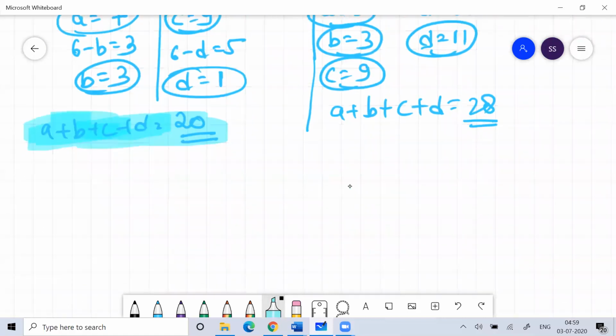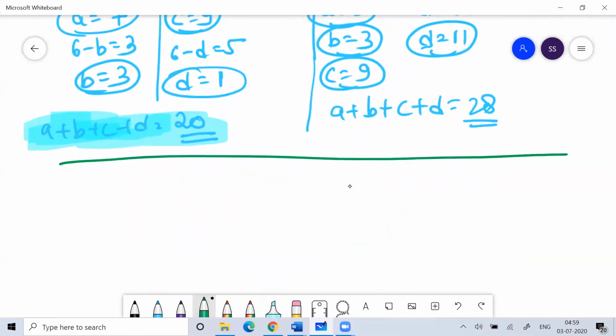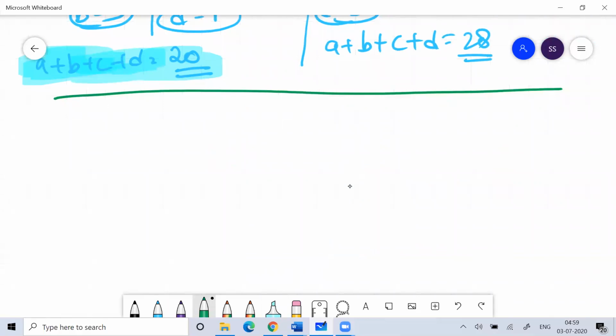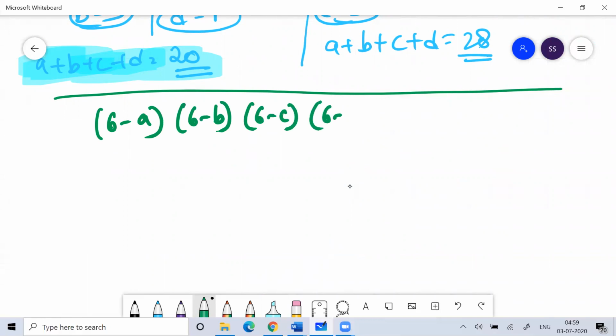Okay. Now going further, I know that 6 minus a into 6 minus b into 6 minus c into 6 minus d is equal to 1 into 3 into 3 into 5. Now I want the sum to be bigger. I want the biggest sum. So for the sum to be bigger, you need to take a bigger number. So how to take a bigger number?